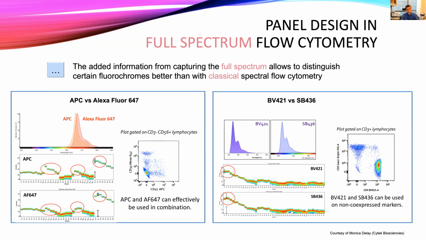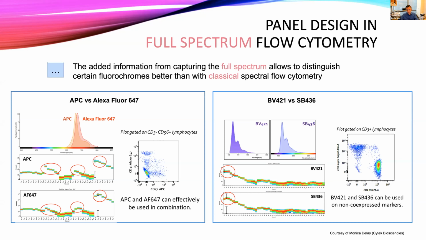You can see, for instance, an example here where we have APC versus Alexa Fluor 647. Again, two very overlapping dyes. We would never use them in classical flow cytometry. It would be impossible to distinguish between both. But the fact that their spectra are slightly different in a few channels allows this technology to distinguish and pull them apart. And so we can use them. And as you can see, we have clearly a population that's positive for Alexa 647 and a population that is positive for APC. And the same thing goes for BV421 versus the Super Bright 436, right?